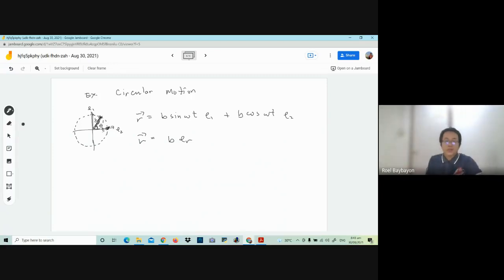If I use Cartesian coordinates, I can solve for velocity. Velocity is just equal to r dot. So if you differentiate r, we get b omega cosine omega t e1 plus minus. I think it is minus because the derivative of cosine is minus sine. So we get minus b omega sine omega t e2.